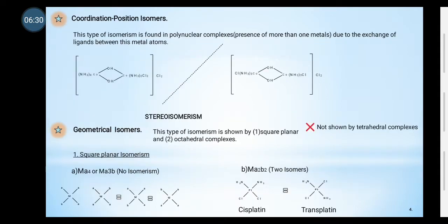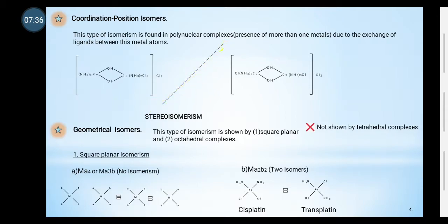So now progressing to my 4th slide, the coordination position isomer, which is the last example of the 2 principal isomers that I mentioned first. This type of isomer is found in polynuclear complexes, that is, the presence of more than 1 metal, due to the exchange of ligands between the metals. So here we will notice that we have more than 1 central metal ion. Look at this: here we have NH3 and Cl-, you know the sphere I was talking about, and here we have NH3 and CO. So there is an exchange of ligands between these metal atoms, which is what I illustrated pictorially.